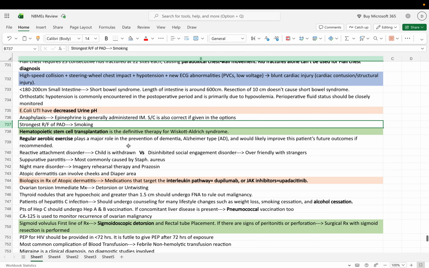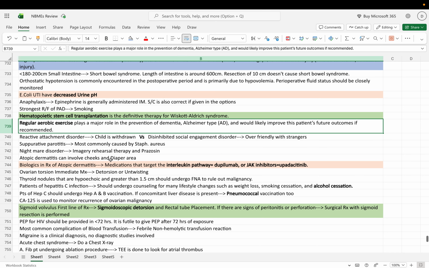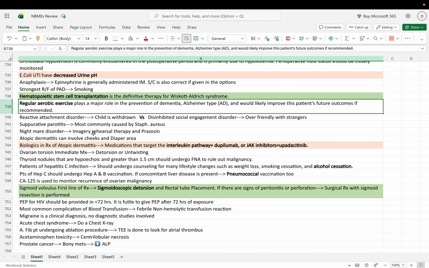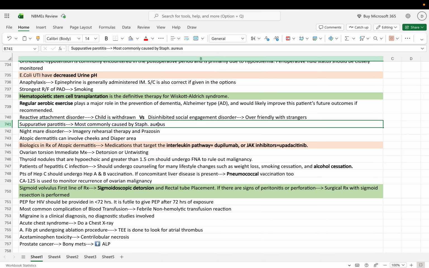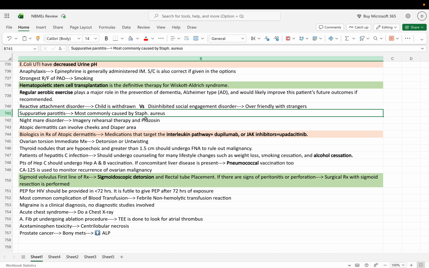Strongest risk factor for PAD is smoking. Regular aerobic exercise plays an important role in prevention of dementia and Alzheimer's, and would likely improve this patient's future outcomes if recommended. Reactive attachment disorder: child is withdrawn, whereas disinhibited social engagement disorder: child is overly friendly with strangers. Suppurative parotitis is most commonly caused by Staph aureus.